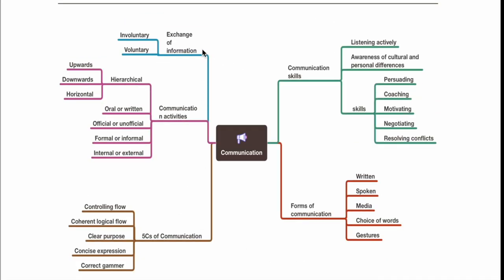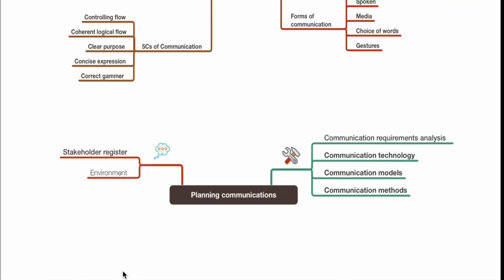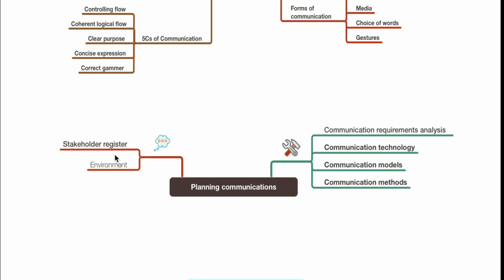What is communication? Exchange of information. We discussed this slide. You have this slide with you. We discussed forms of communication, 5C, very important, remember this. We plan for communication. See, the stakeholder register is one of the inputs, and we spoke about communication technology, models, and methods. What is a model?